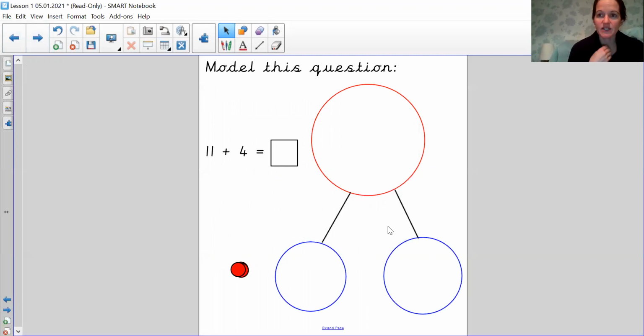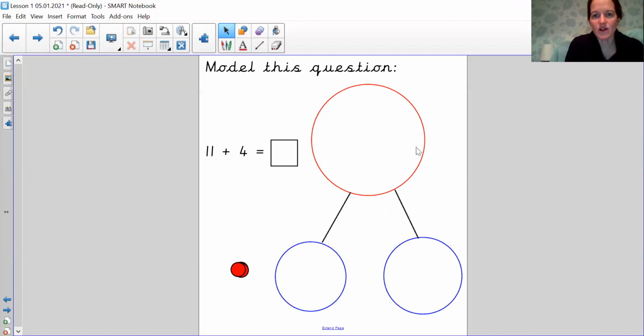You want to pause the video here, then you can get your part-whole model and maybe get any counters, or you might be able to use pieces of pasta or Lego or anything to answer the question. So pause the video until you have your part-whole model and some counters ready. Okay, so let's look at this question. We have 11 plus 4 equals something.